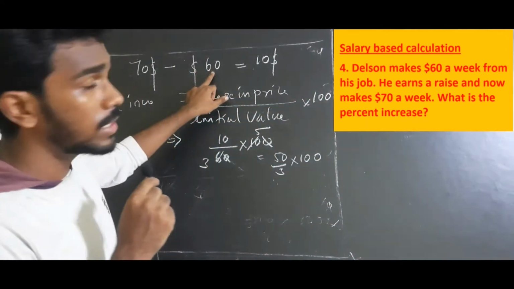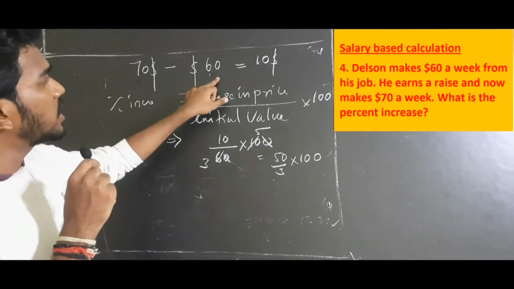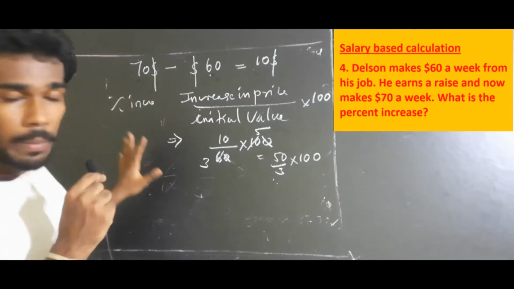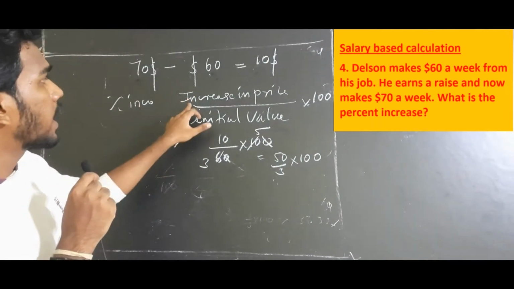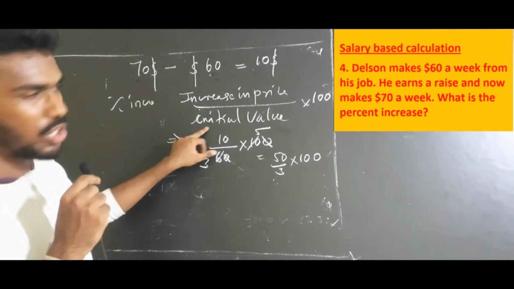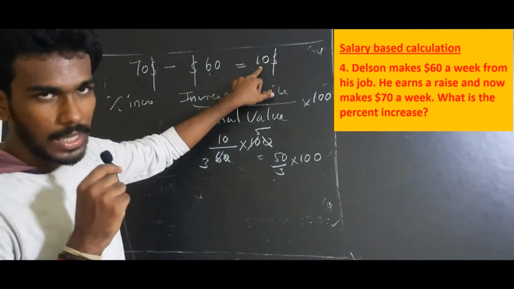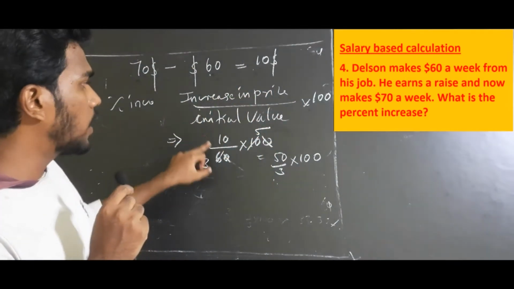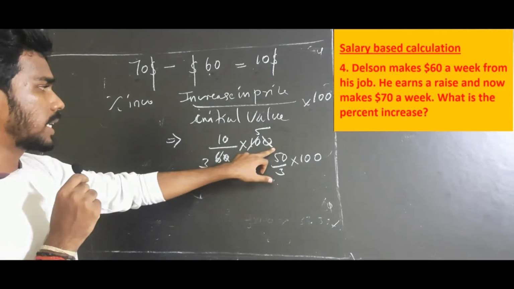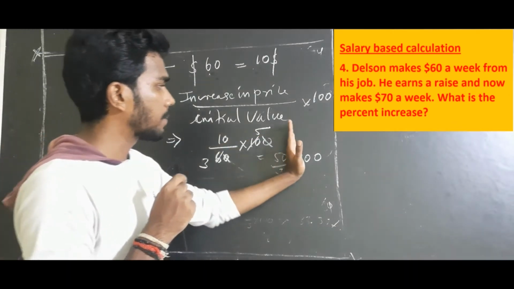So initially he was getting 60, after he was getting 70. So $70 minus $60 will give you $10. That is the increase in amount. How will we find the increase percentage? It is nothing but the increase in price or decrease in price divided by the initial value multiplied by 100. So increase in price is $10, initial value is 60, multiplied by 100. So 0 gets cancelled. 2 3s are 6, 2 5s are 10. So 50 divided by 3.